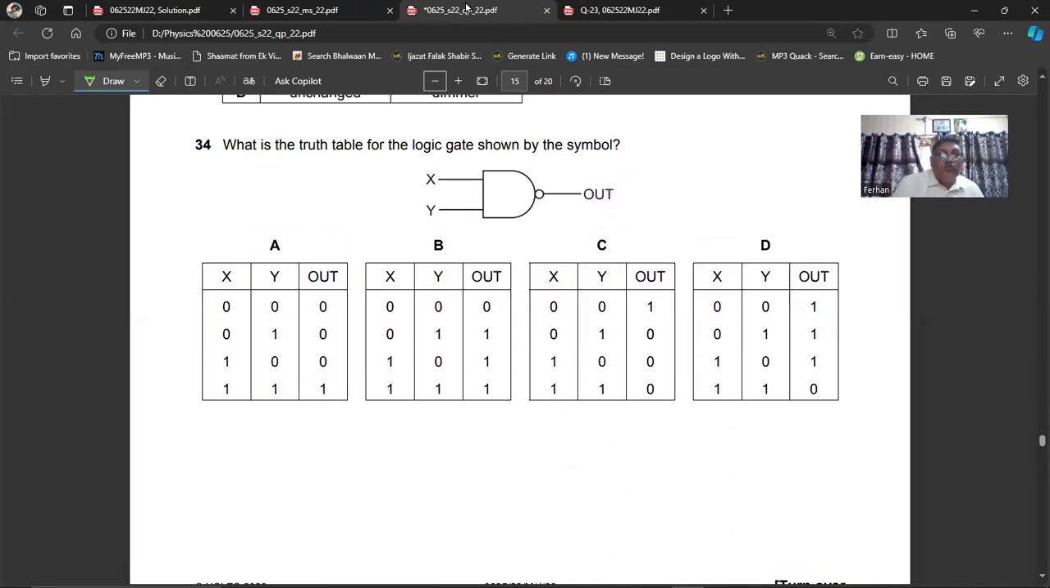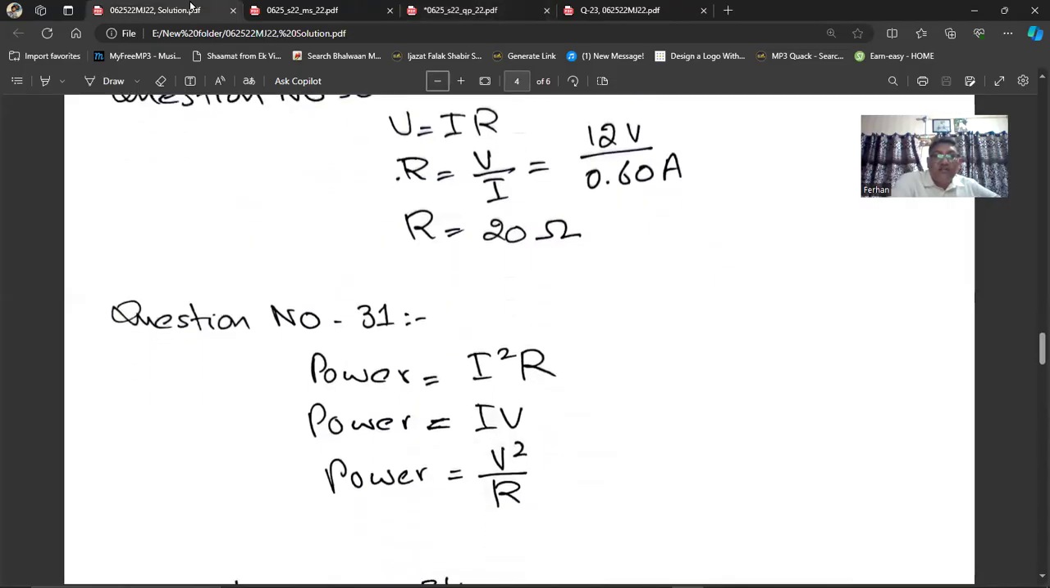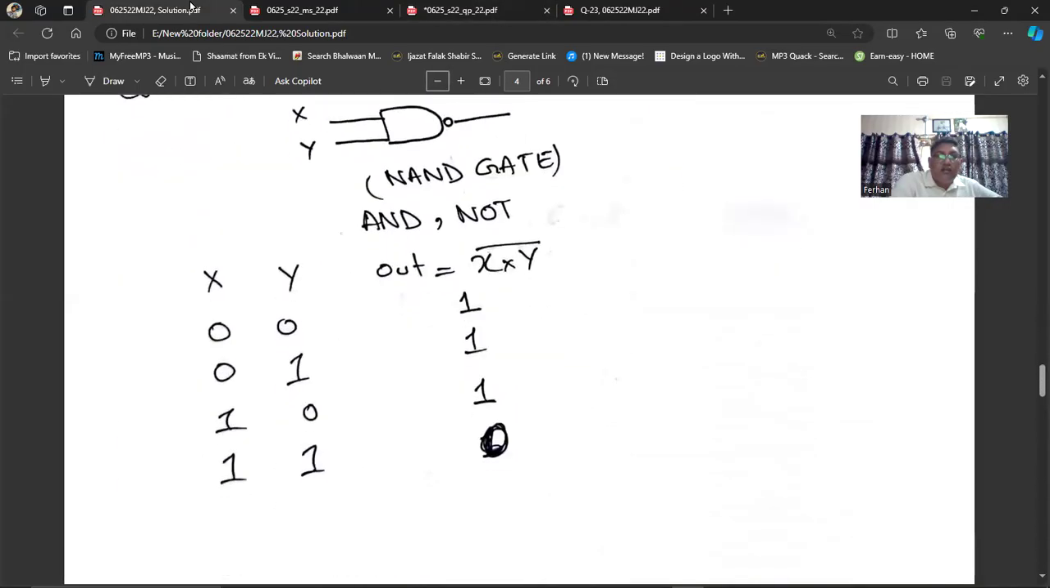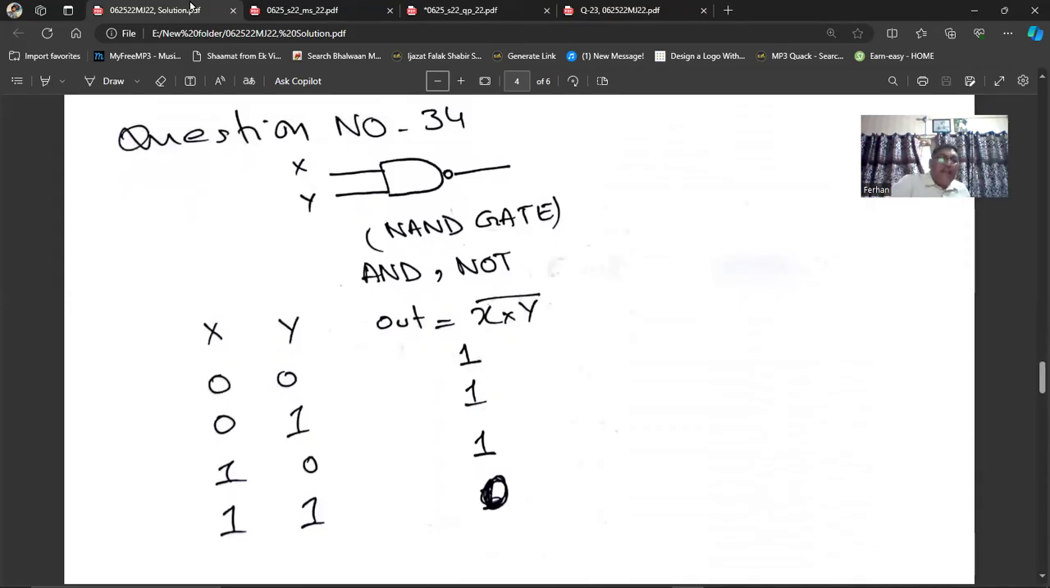He says, what is the truth table for the logic gate shown by the symbol? Okay. So this is an AND gate, and then this circle means NOT gate. So we can make the truth table for this. The truth table for the AND gate: AND is like multiplication, and NOT gate is where you invert it. Okay. So 0 0, 0 1, 1 0, 1 1. 0 multiplied by 0 is 0, so when you invert it, it is 1. 0 multiplied by 1 is 0; when you invert it, the answer is 1. 1 multiplied by 0 is 0, so when you invert it, it becomes 1. 1 multiplied by 1 is 1; when you invert it, it's 0.